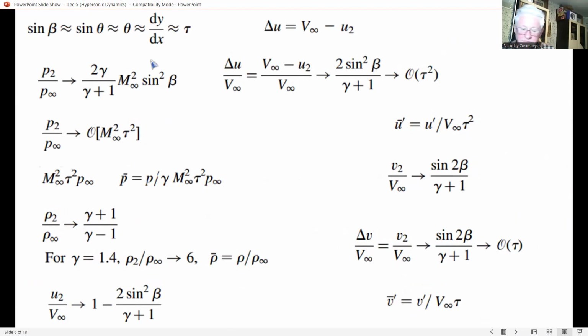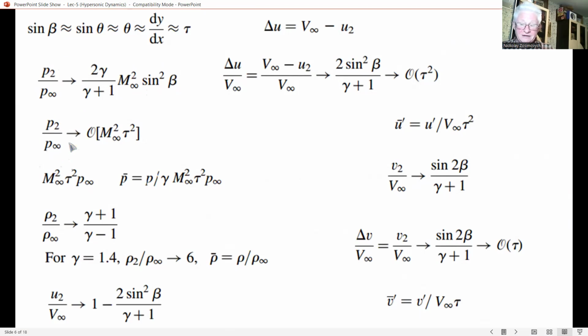Hence, we can rewrite sine beta as simply sine theta, or simply theta, or simplified as dy/dx, and finally as tau. And thus, these equations are repeated here for more convenience. p2 over p∞ equals 2 gamma divided by gamma plus 1, times M∞ squared times sine squared beta.